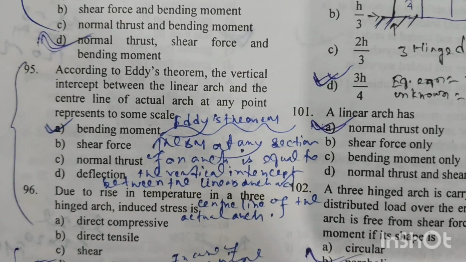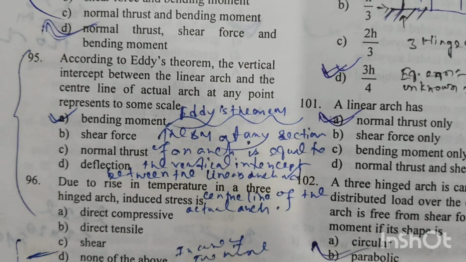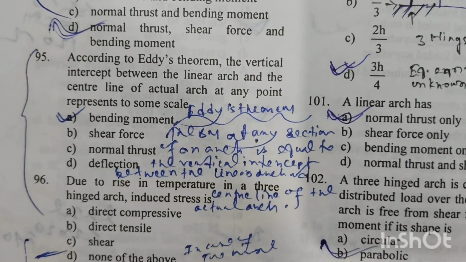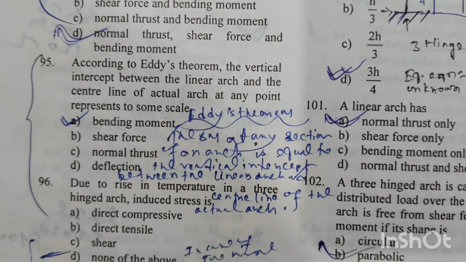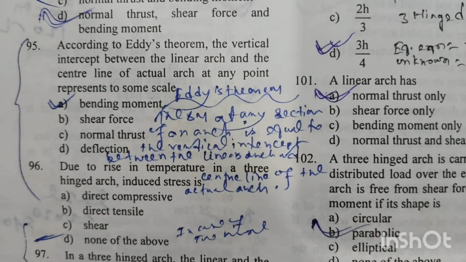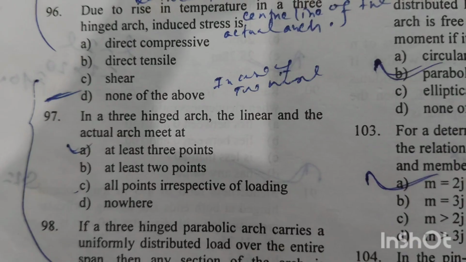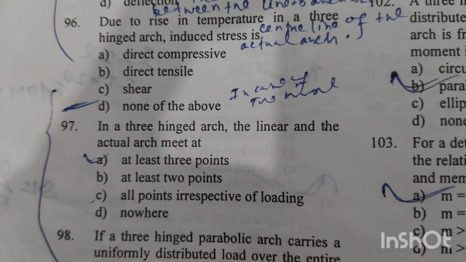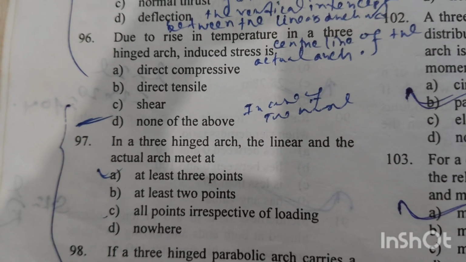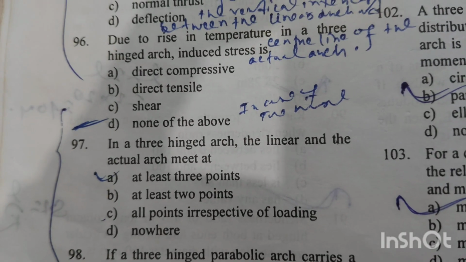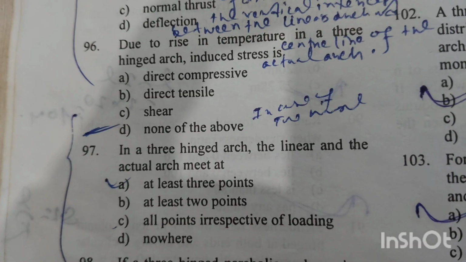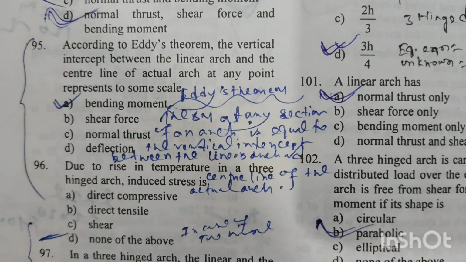Number 95. According to Eddy's theorem, the vertical intercept between the linear arch and the center line of the actual arch at any point represents to some scale the bending moment. Option A is right answer. Question number 96. Due to rise in temperature in a three-hinged arch, induced stress is. A three-hinged arch is statically determinate and can freely expand or contract when the temperature changes. Therefore, a rise in temperature does not produce any thermal stress in the arch. So, induced stress will be equal to zero stress. And D is right answer.